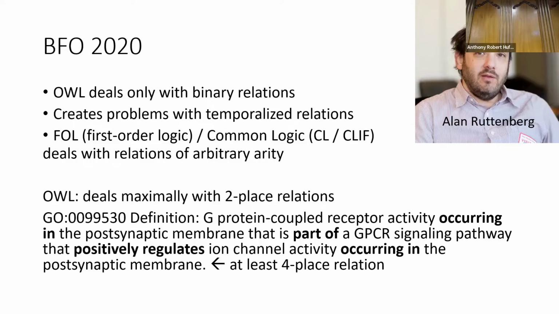Well, I tried to work out exactly how many relations you would need. There isn't just one 4-place relation here, but if you have receptivity activity occurring in a membrane that is part of a pathway that positively regulates activity occurring in something else, that is more than a 4-place something. I think you probably would need at least a 4-place relation to capture part of it, and then anyway. All right. So what is the problem of transitivity?